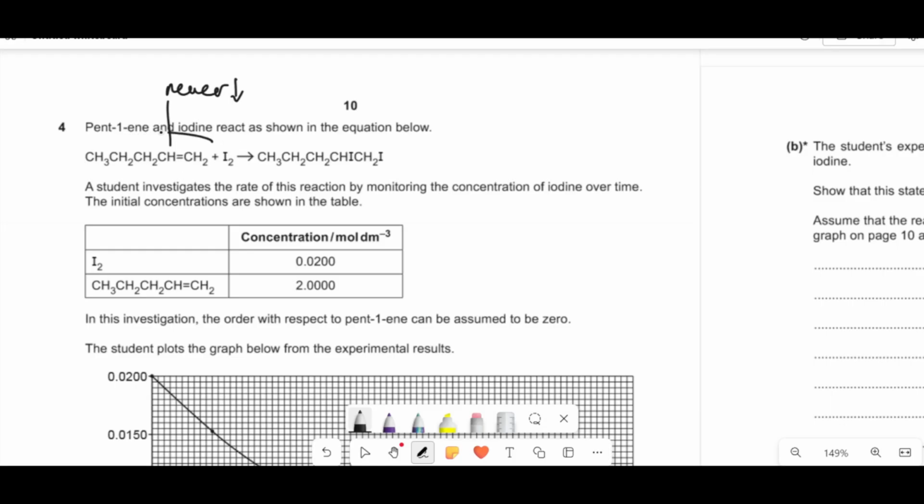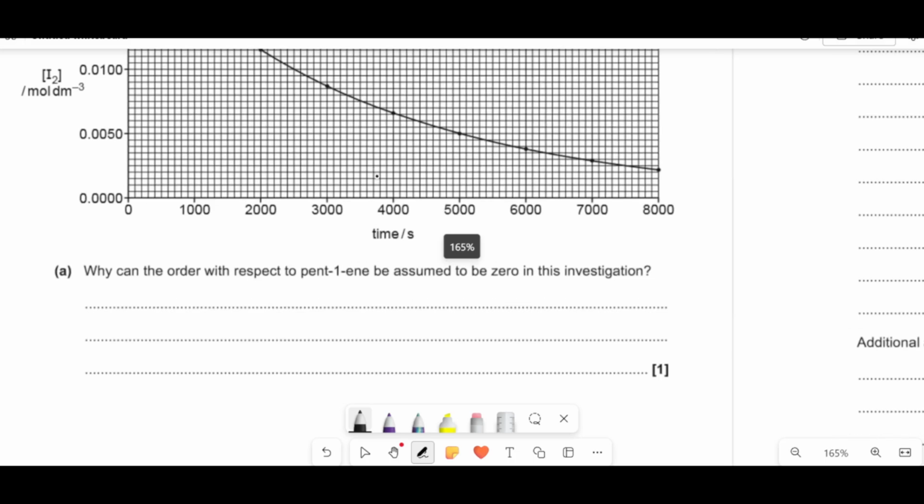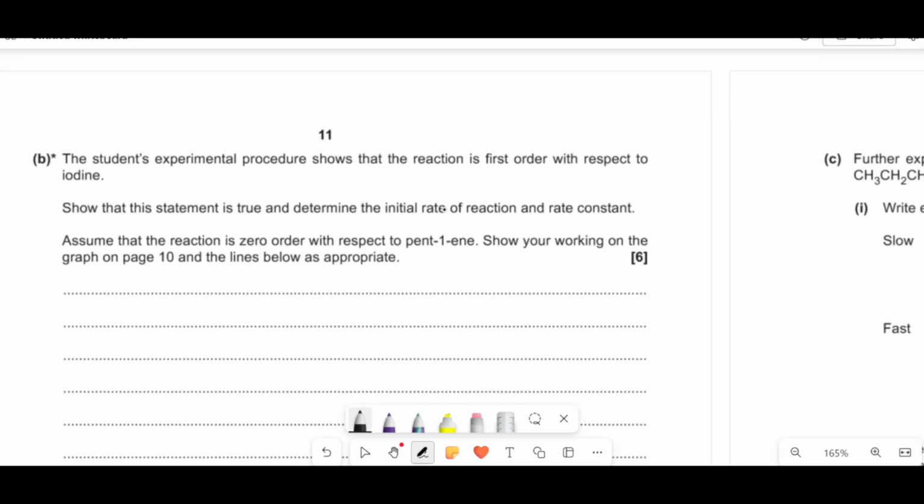So the reason here is that this must be never dropping is because there's so much of this compared to that, so that this has always got one of these to collide with to eventually give you that. So the reason here is why can this order be assumed to be 0 is that there is a large excess of pent-1-ene.